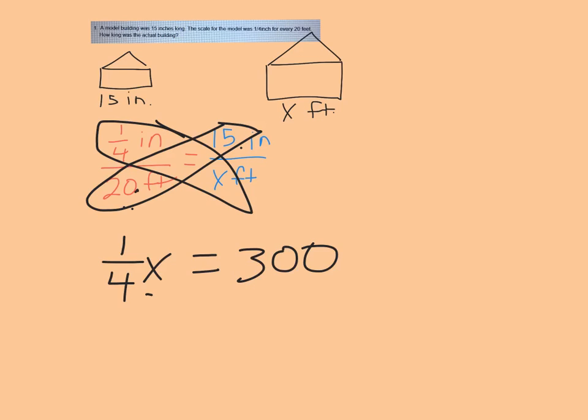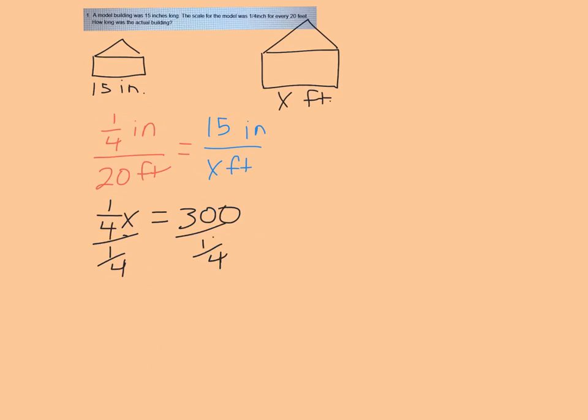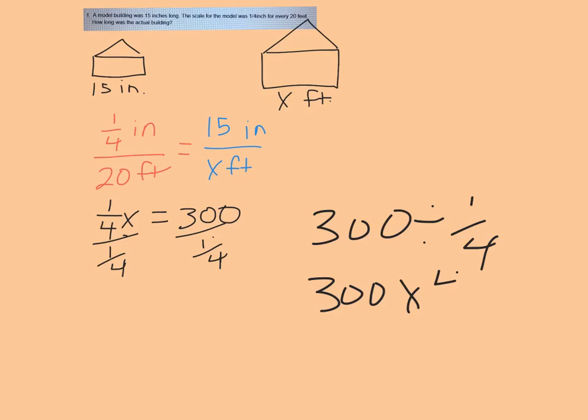So to get rid of 1/4 or make that 1, I'm going to divide by 1/4 on each side. So now 300 divided by 1/4. Well, I'm going to write that out horizontally. 300 divided by 1/4 is just keep, change, and flip. So 300 over 1 times 4 over 1, 300 times 4 is 1200 over 1.